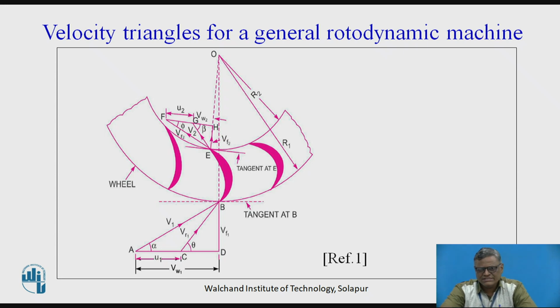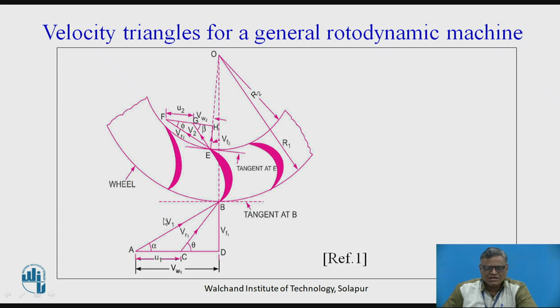Before going for the velocity triangles of the centrifugal pump, let us first see how the velocity triangles are for a generalized rotodynamic machine. So we are going to have these as blades or the vanes. This one is the inlet side, and this one is the outlet side. This one is considered to be a radial inward type of flow, whereas in the case of centrifugal pumps we are having radial outward, so that we should remember.